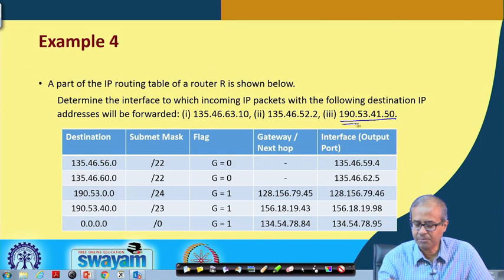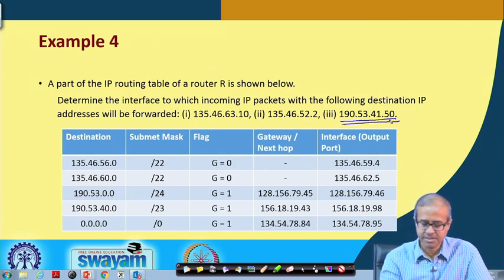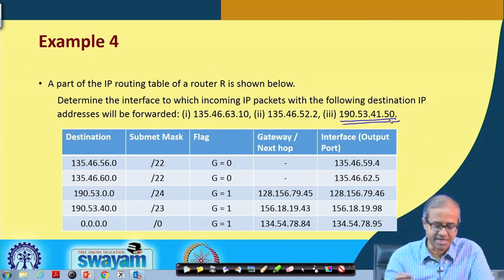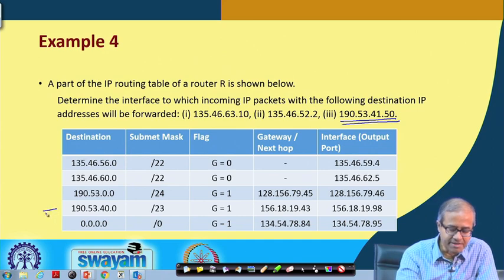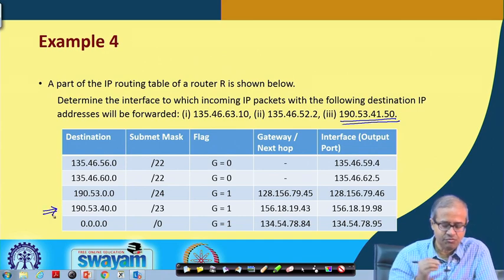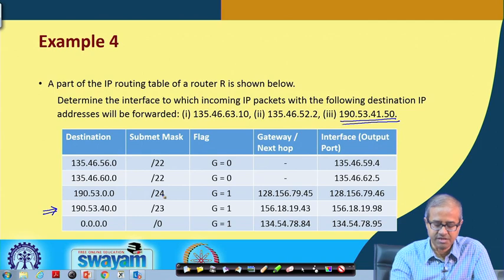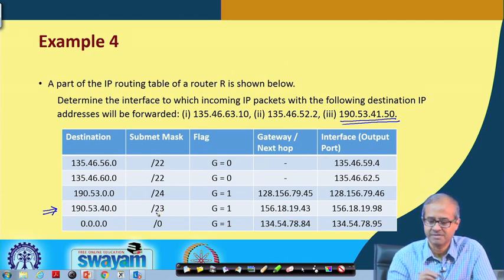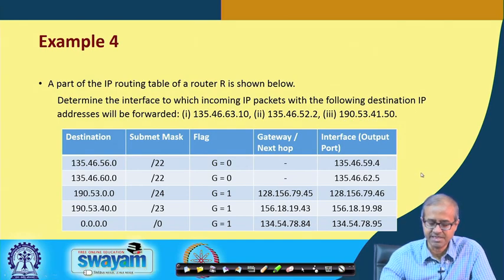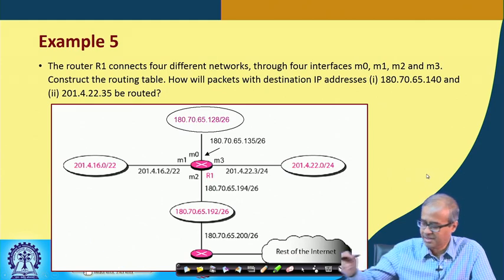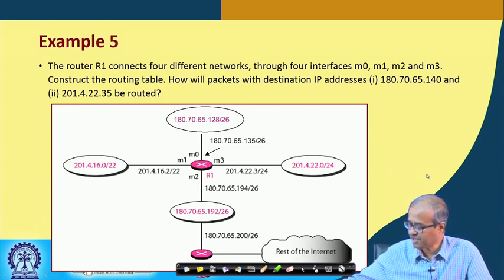The last example, I leave as an exercise for you. If you do the checking in a similar way, you will find that there will be a match with the fourth row. In the third row there will be no match, but in the fourth row there will be a match. So, like this you can check whether, for a given packet with a given destination address, there is a match in the routing table or not. Let us take one last example.